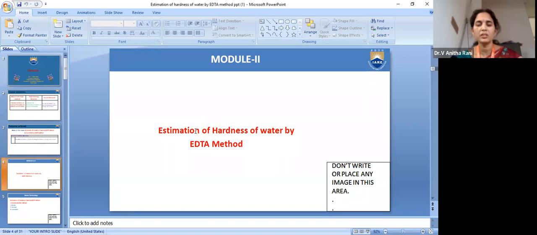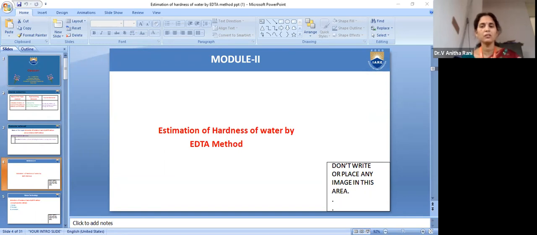So everybody write down the topic: estimation of hardness of water by EDTA method. Write down in your notes. This is a very important topic, students. For those who are missing, it will be difficult to write in the exam. Estimation of hardness of water by EDTA method. Everybody write down the topic.